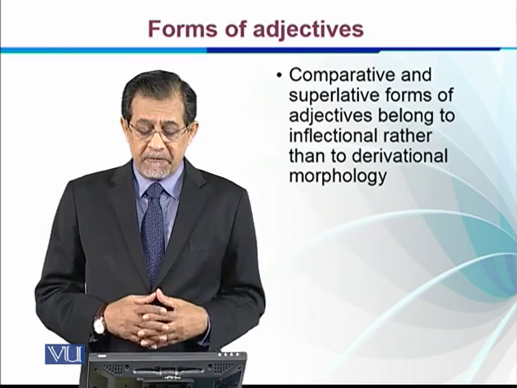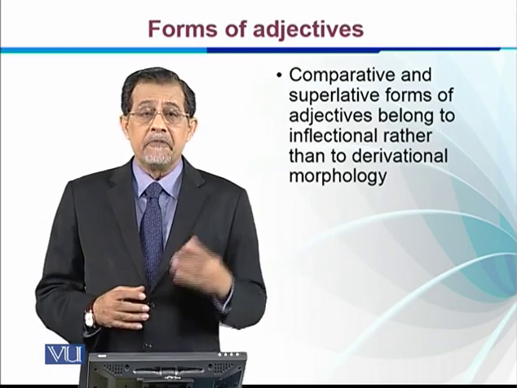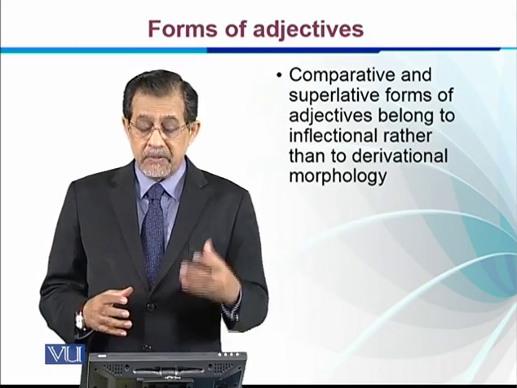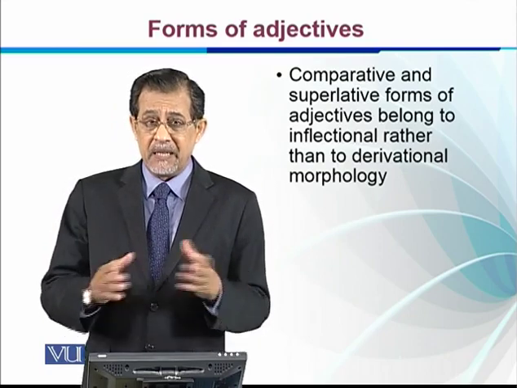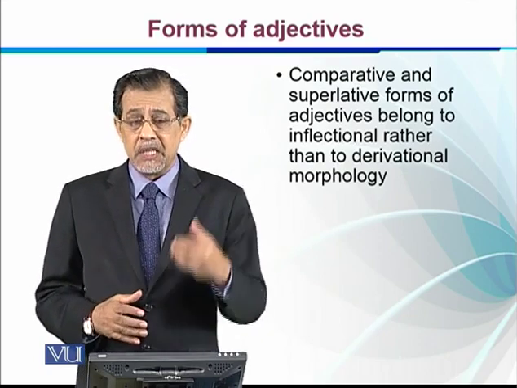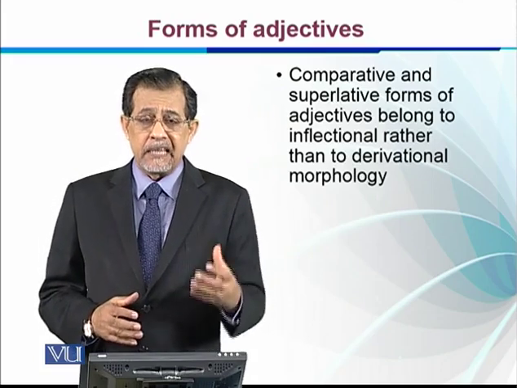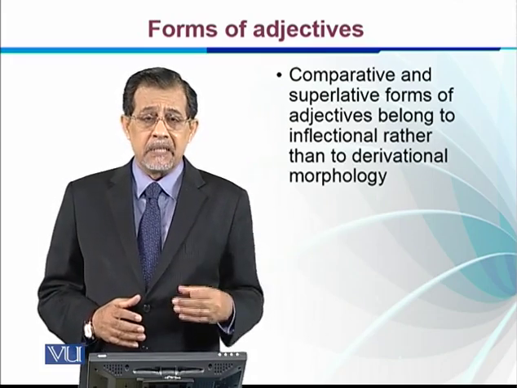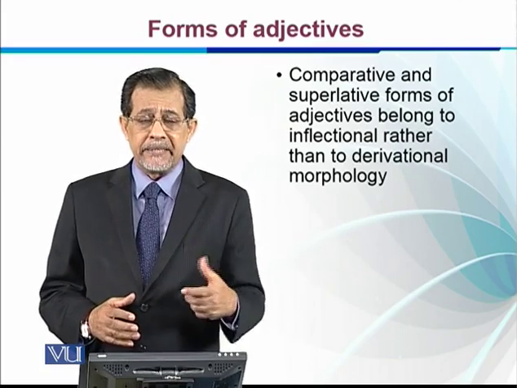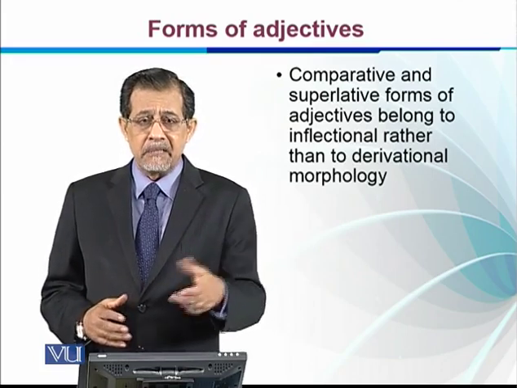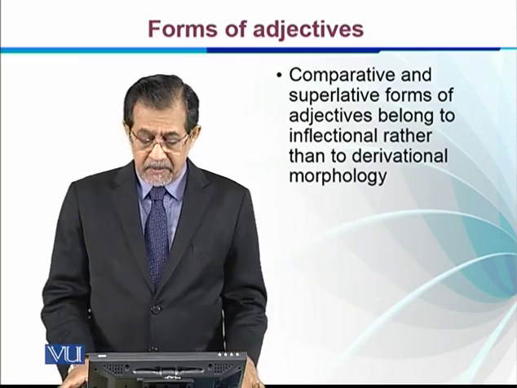Comparative and superlative forms of adjectives belong to inflectional rather than derivational morphemes. They do not change the class of the word. Good, better remains an adjective, and best remains an adjective. Greener remains an adjective, and the greenest remains an adjective.